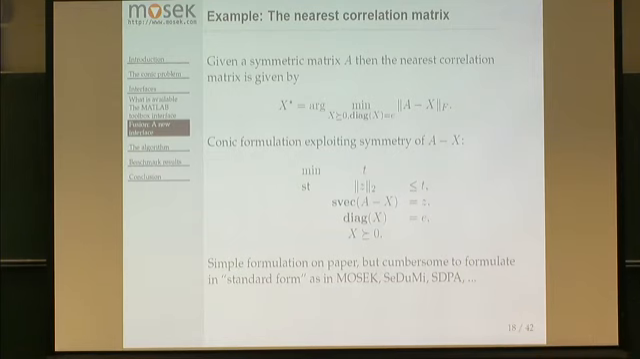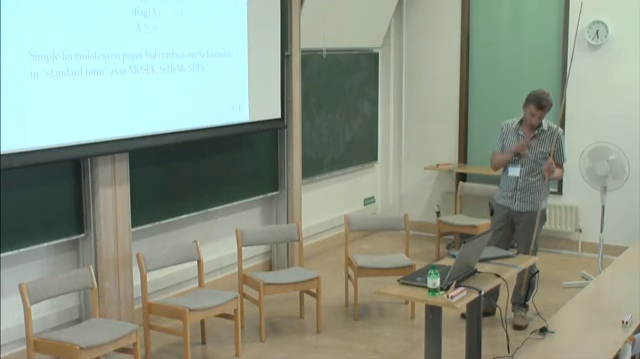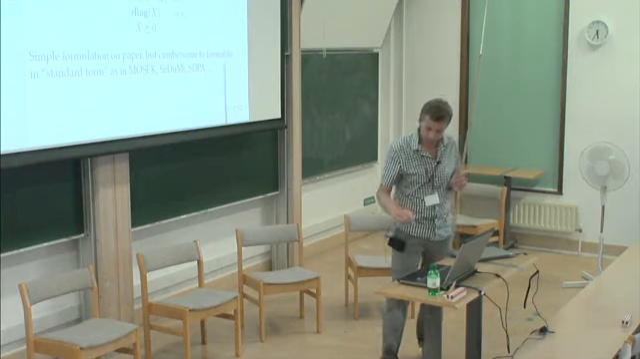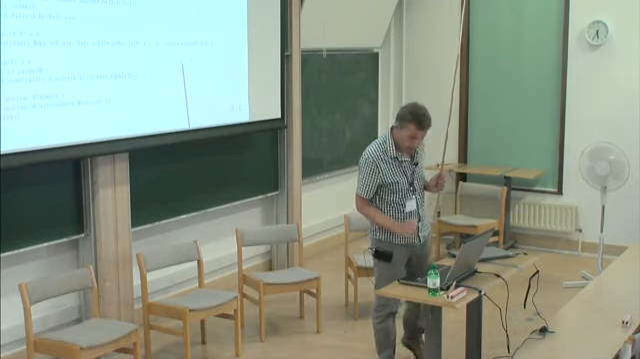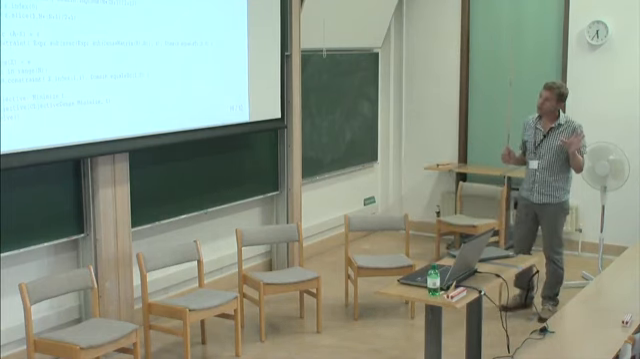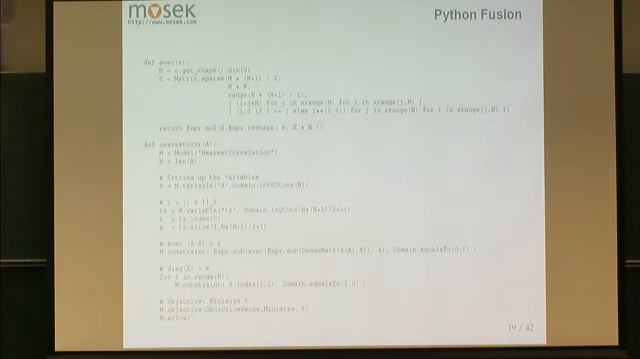Okay. So it's fairly easy to formulate this on paper, but it's quite cumbersome to formulate this in standard form, as the one MOSEK, the format MOSEK used on the previous slide, or SeDuMi or SDPA format or something. So here we have this interface called Fusion, and here I will show you how to implement the nearest correlation problem in Python Fusion.